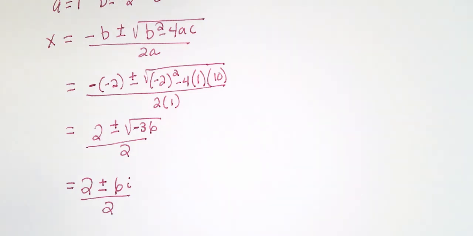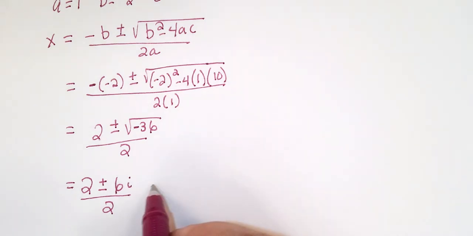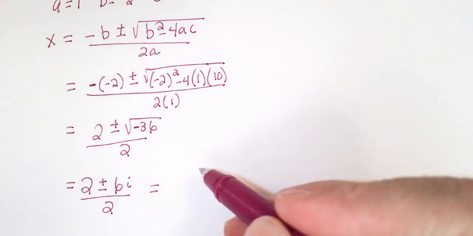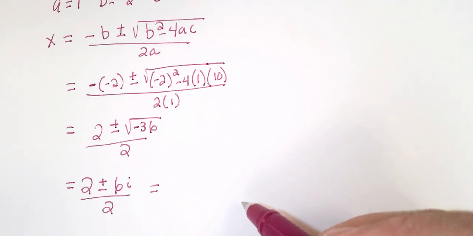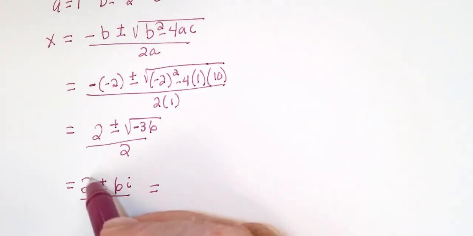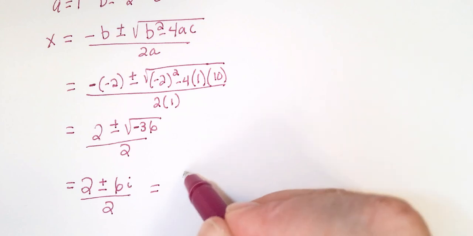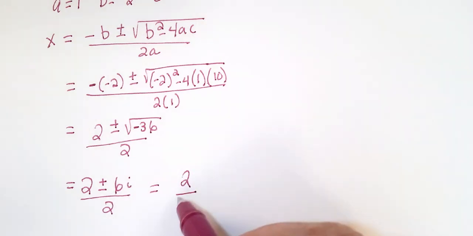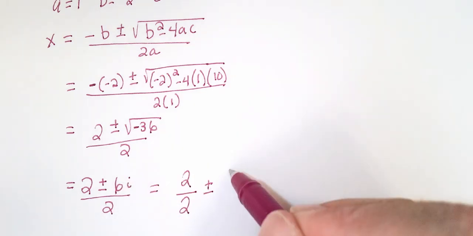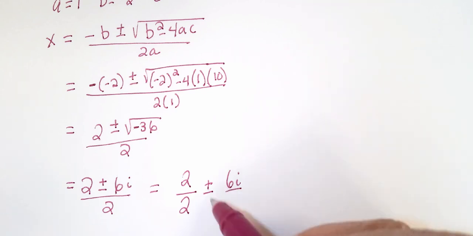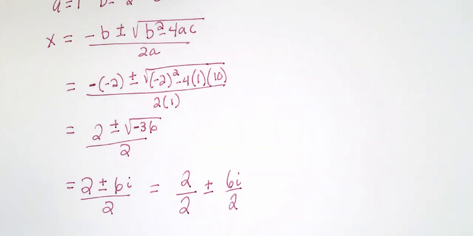All right, let's talk about how to simplify this. Because this is imaginary, we need to simplify it in a very specific way. We want to have the real part come first and then the imaginary part. So we're going to separate this into fractions. I'm going to have the first term in the numerator, 2, over the denominator of 2, plus or minus the 6i over that denominator again, 2. This is completely legal in mathematics, so you can do this separation.